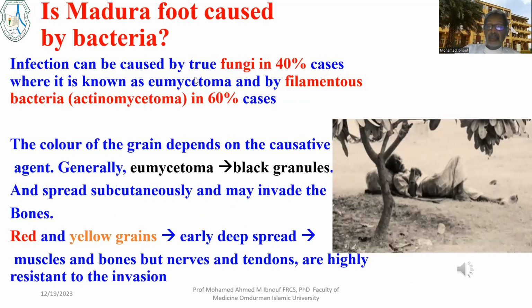The infection can be caused by fungi, we said, in 40% as eumycetoma, or by filamentous bacteria in 60% of cases. So it is caused by fungi and bacteria. The color of the grains, as I said before, could be black in eumycetoma and could be red and yellow in actinomycetoma. If a thorn pricks the skin anywhere in the back, on the buttocks, or in the scalp, or anywhere, then it can cause mycetoma in that region.